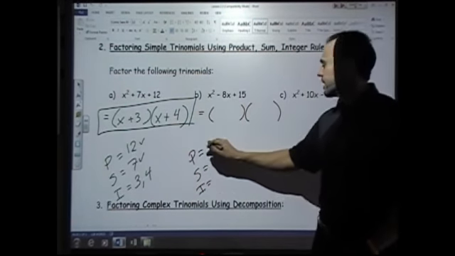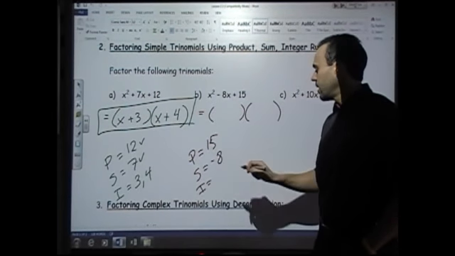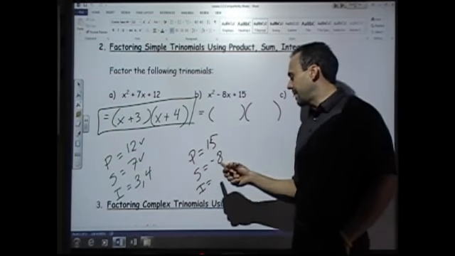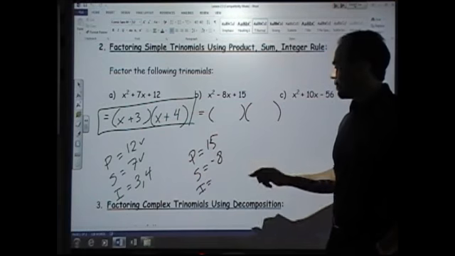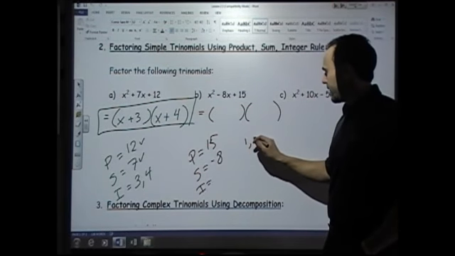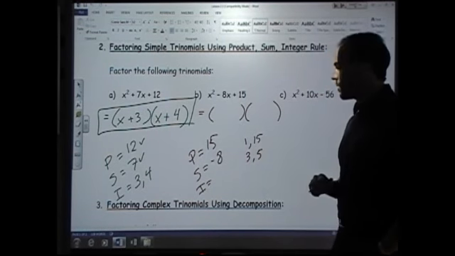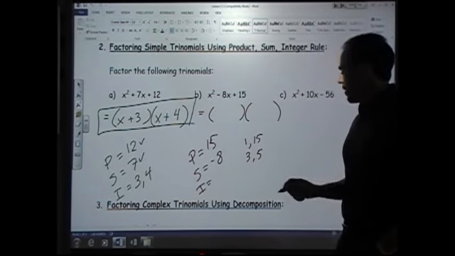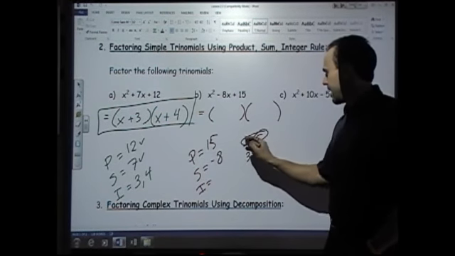The product of this thing is 15. The sum of this thing, be careful, is negative 8. So two numbers that multiply to positive 15 but add to negative 8. Again, if you're ever stuck, you can list the factors of 15. There's 1 times 15 and there's 3 times 5. Those are the only things that multiply to 15. So then I have to add to negative 8 though. So this would never add to negative 8.